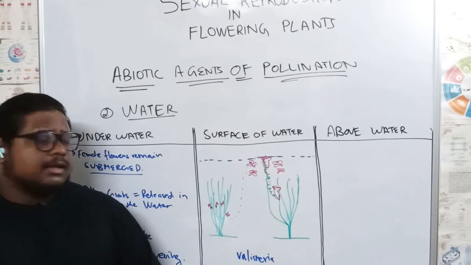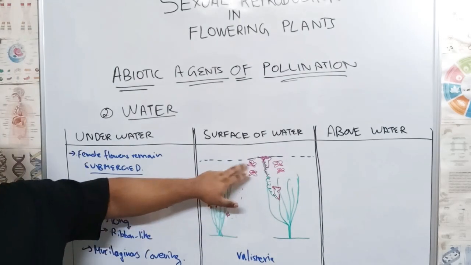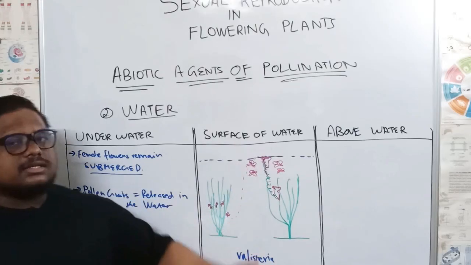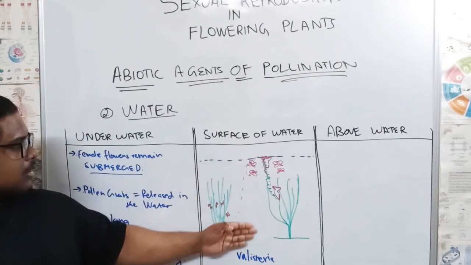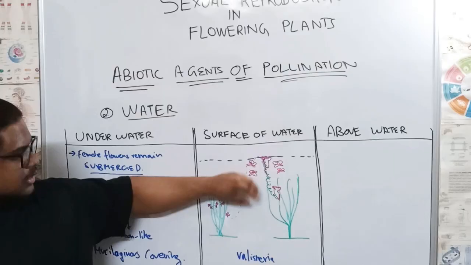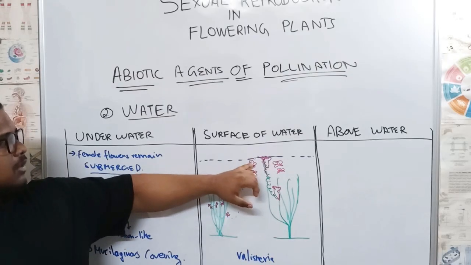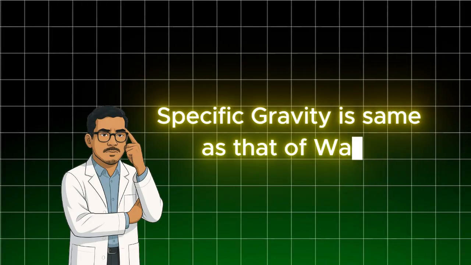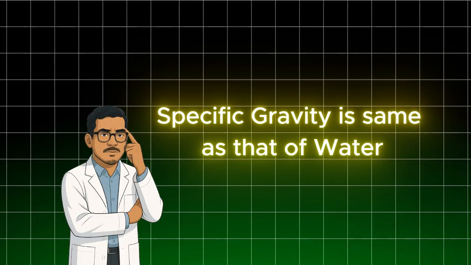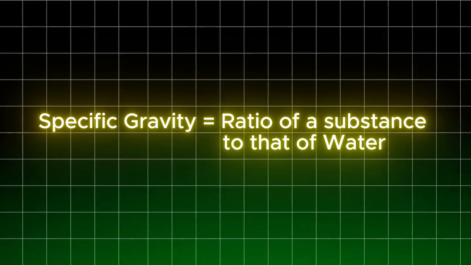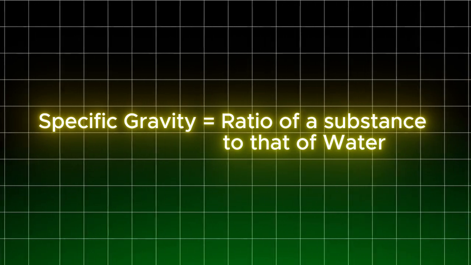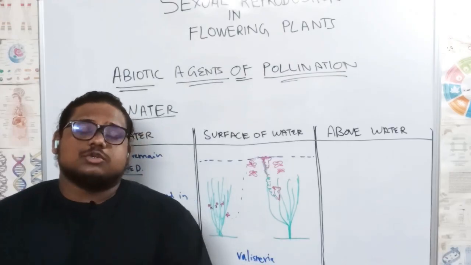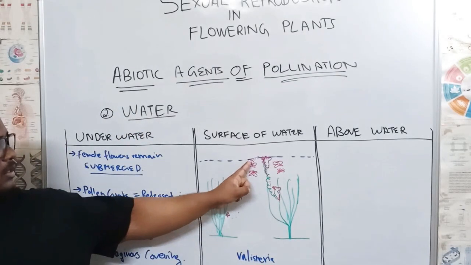There is a thing that comes to my mind: when these pollen grains are released on the surface of the water, they float and then land on the stigma. Why are they floating, why are they not drowning? If released from these flowers, they should sink, but why are they floating on the water? The reason is that the specific gravity of the pollen grains is the same as that of the water. Specific gravity is the ratio that tells us how heavy a substance is as compared to water. Because of this, the pollen grains float on the surface of the water and do not drown under the water.